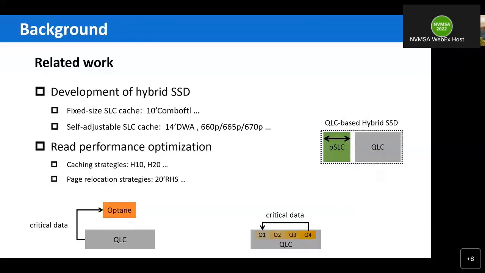There are also some works targeted at the optimization of read performance on QLC. H2O, a combination of OptiMemory and QLC, caches the recently accessed data in OptiMemory. Others propose to place frequently read user data on low latency flash pages. However, the caching strategies need actual storage mediums, and the internal relocation strategies need SSD firmware modification. None of them pay attention to the variation of read latency on hybrid SSD.